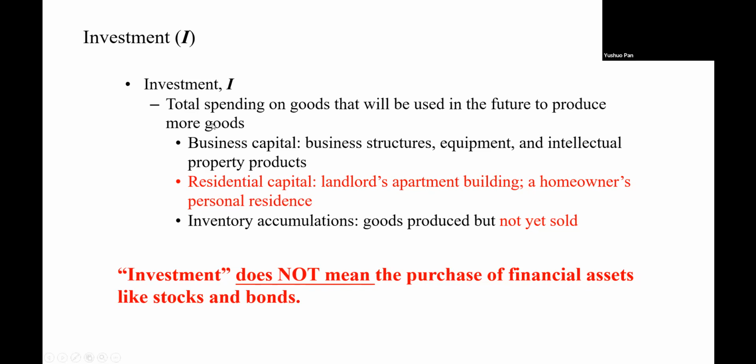And the second part is the reason why new housing is not part of consumption. Because for investment, the residential capital includes the landlord's apartment building and the homeowner's personal residence. So if you buy a new home or housing, that counts as investment. If I'm a company and I buy a house to produce something, that house is just for production. I need a room, some area to produce my product. So that house is investment.